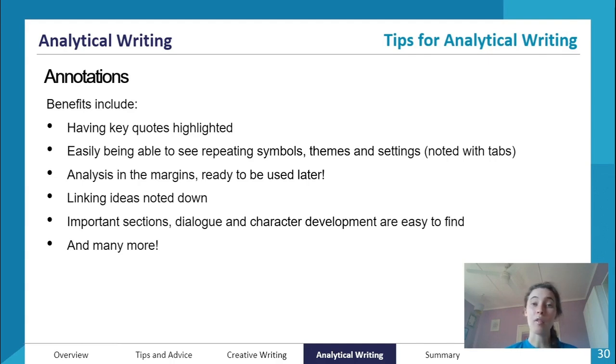If you do have any kind of paper copy that allows you to write annotations and highlight things, then I definitely recommend you do that. You can highlight quotes. You can easily see repeating symbols, themes and settings, and you can note those down with tabs or color coding systems. You can have analysis in the margins ready to use later.